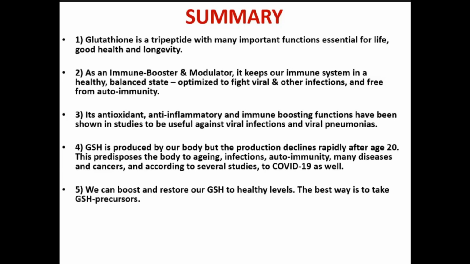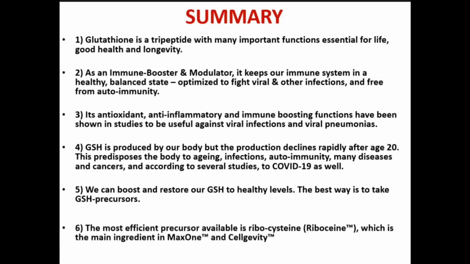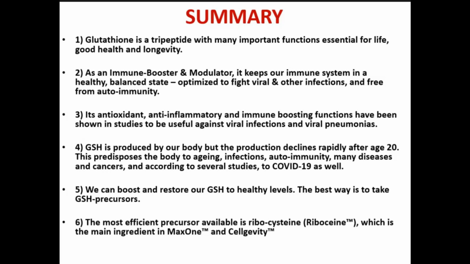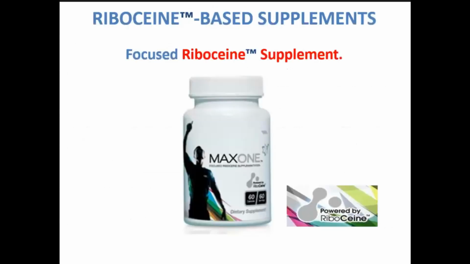We can boost and restore our glutathione to healthy levels. The best way is to take glutathione precursors. The most efficient precursor available is ribocysteine, trademarked as Ribosyn, which is a product of the research of Max International, and is the main ingredient in our products, Max1 and Cellgevity.